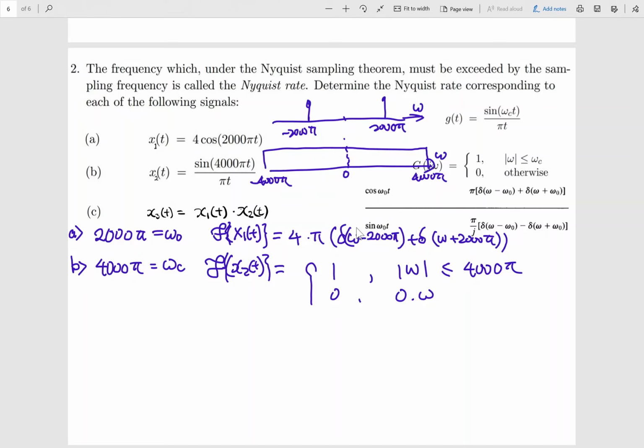So for this one, we found the Fourier transformation of this, right? Then by the spectrum we can look at the edge on both sides. For the first graph, we see the edge is here, right? So the maximum frequency is 2000 pi. So for A, omega max is 2000 pi. So the Nyquist rate omega N R is twice the maximum frequency, which is 4000 pi.